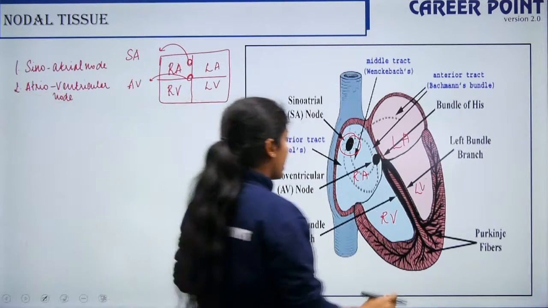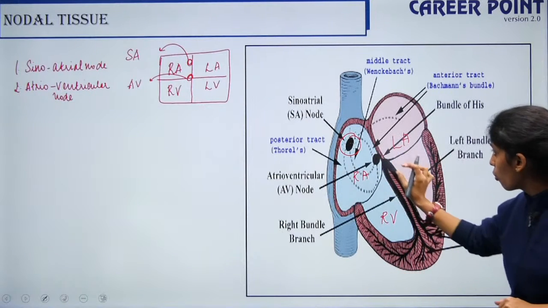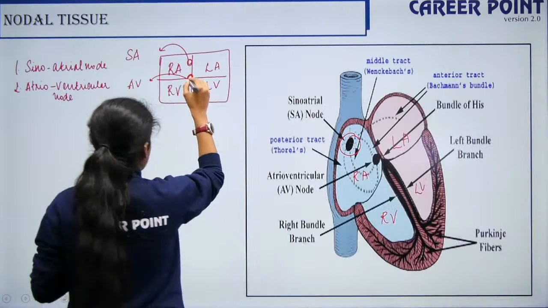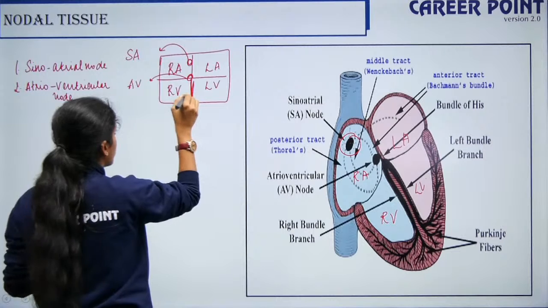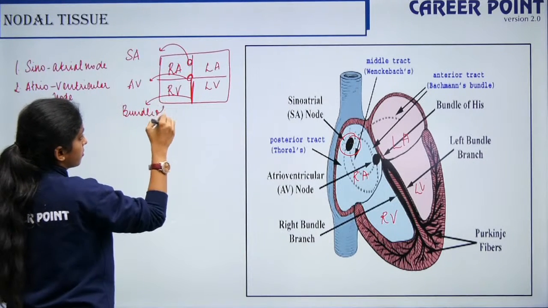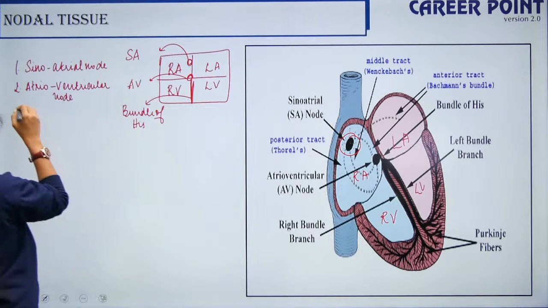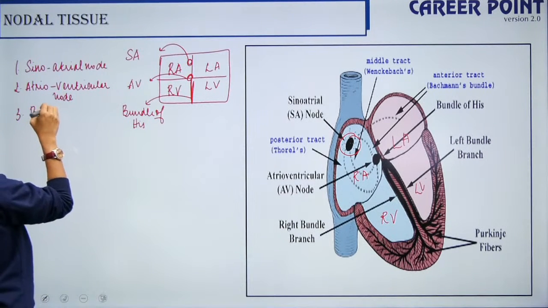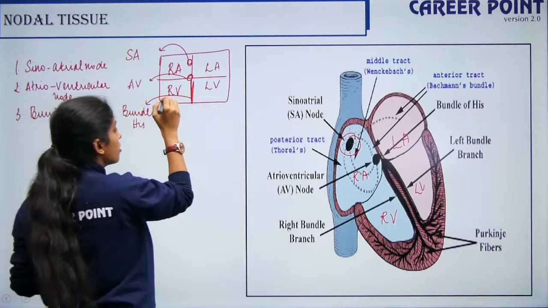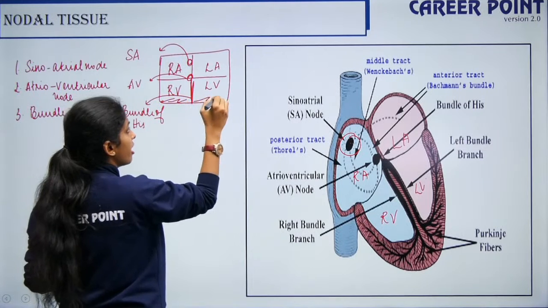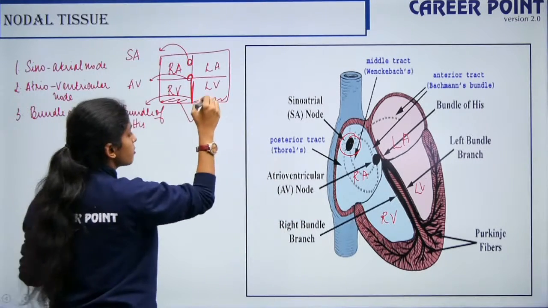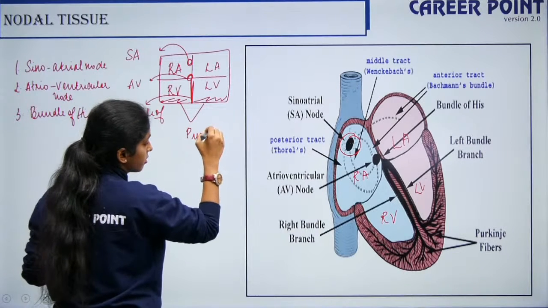Okay. So now in this wall, you have what is known as the bundle of His. Exactly in this region, you have what is called the bundle of His. So what is the third one? Bundle of His. It is a bunch of fibers, right? And throughout the right ventricle and the left ventricle, I have another patch of tissue that is known as Purkinje fibers.